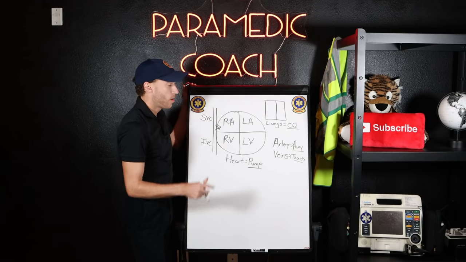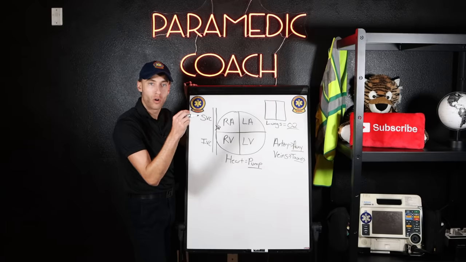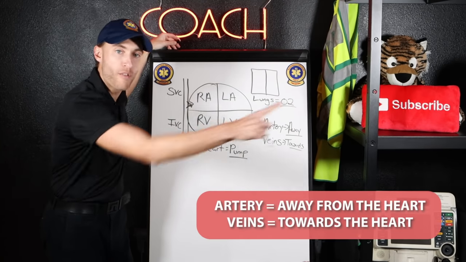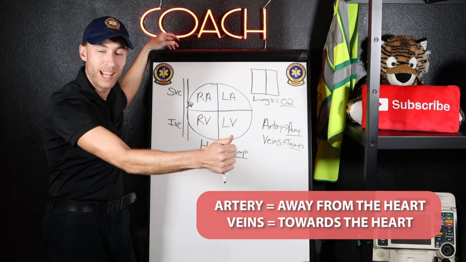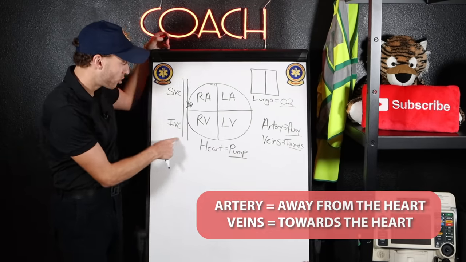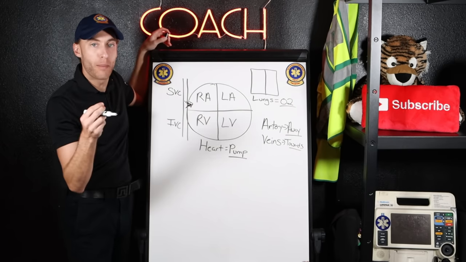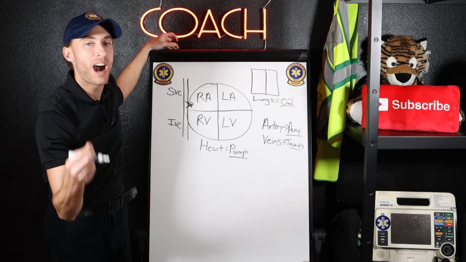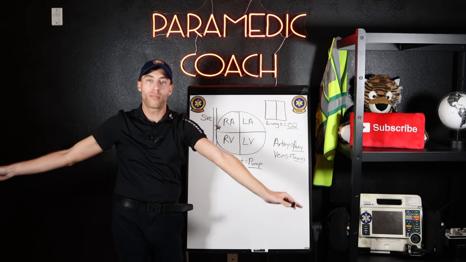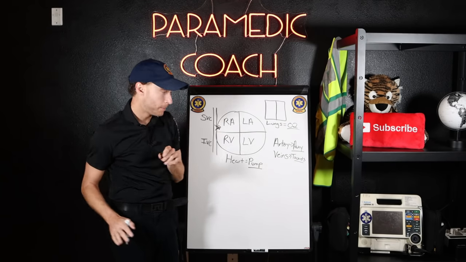Look here. When we're talking about heart blood flow, artery, think away from the heart. Vein or venous system, towards the heart. Where's this going? Blood flow towards the heart, and that blood flow is deoxygenated blood. It's blood that's already been passed off. What do you mean, Evan? Let me explain a little bit more for you. Hang on, hang in there.